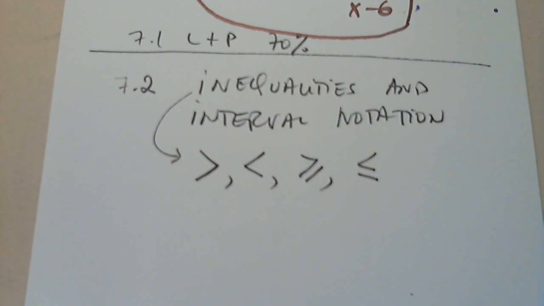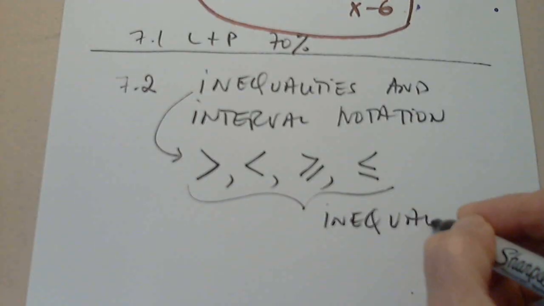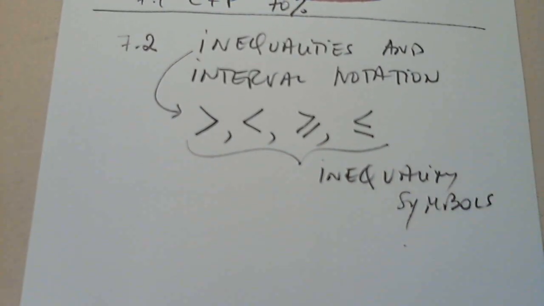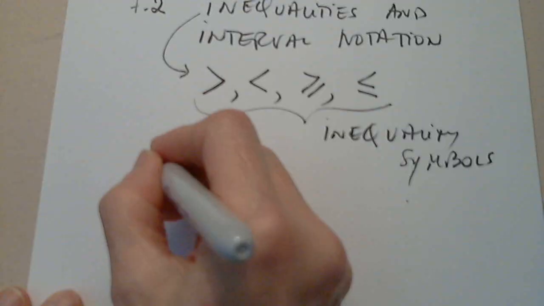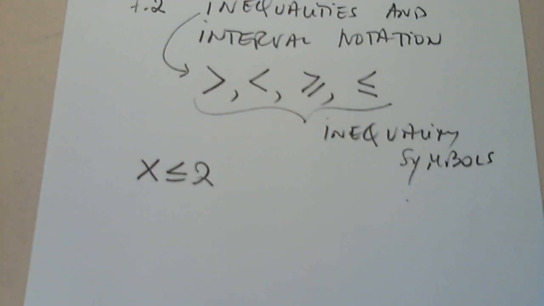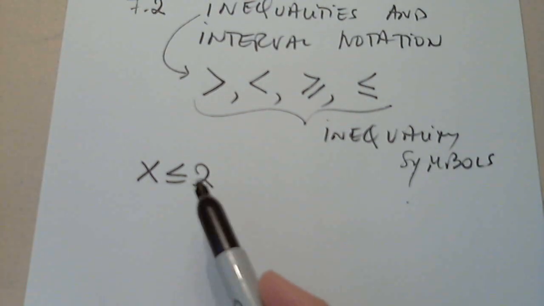So these are the inequality symbols. Okay. Here's an example. Very simple inequality. I read it. And when I read it, it states x is less than or equal to 2.